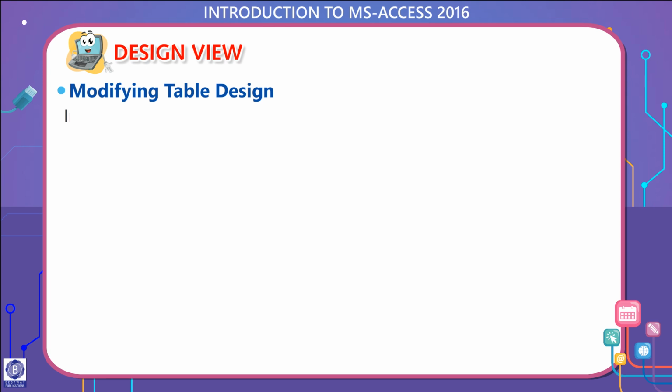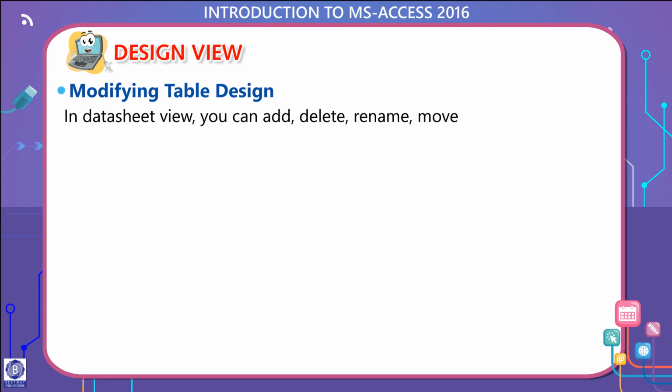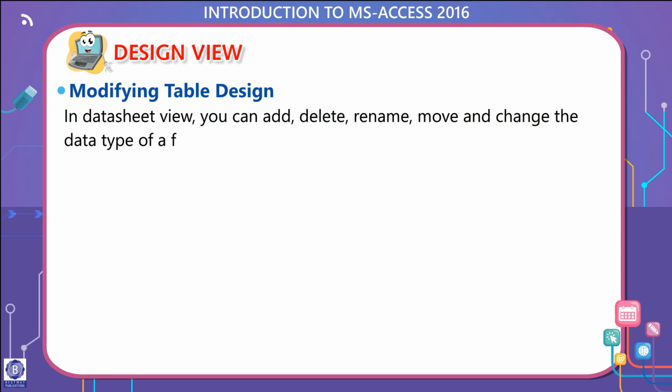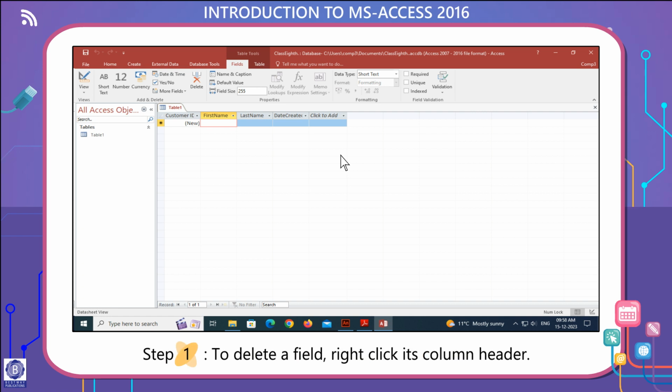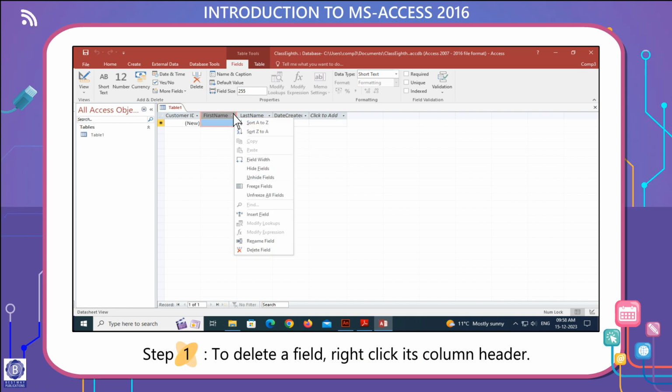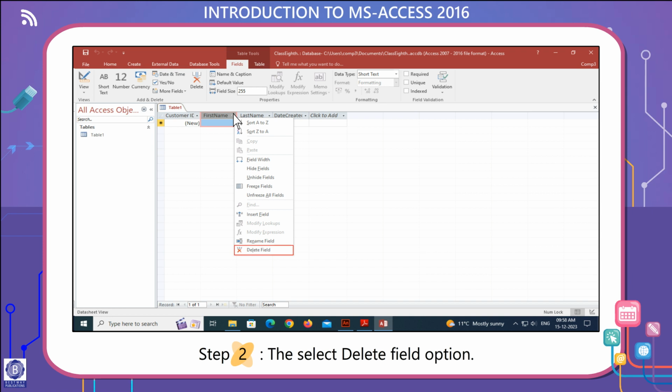Modifying table design. In datasheet view, you can add, delete, rename, move and change the data type of a field using the Fields tab under Table Tools. Deleting a field. Step 1. To delete a field, right-click its column header. Step 2. Select the Delete Field option.